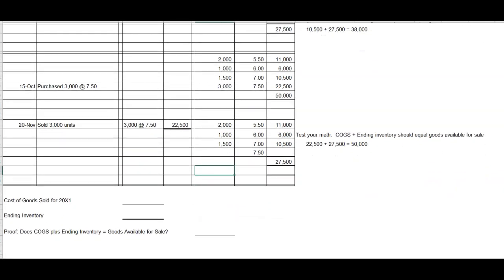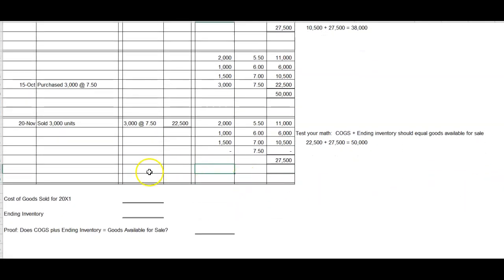Let's finish up this worksheet. Please calculate the cost of goods sold under LIFO for the entire year 20X1. Put in your ending inventory and add those two together to see if the annual cost of goods sold plus the ending inventory at the end of the year equals the total goods available for sale as shown on the data sheet for the entire year.